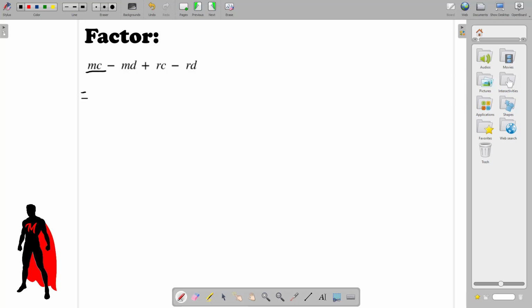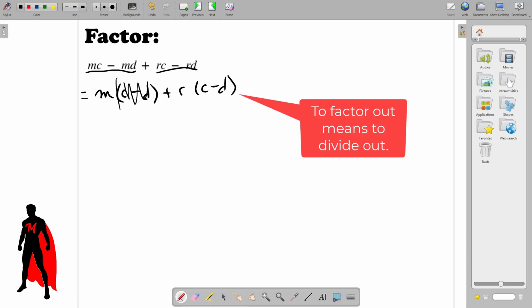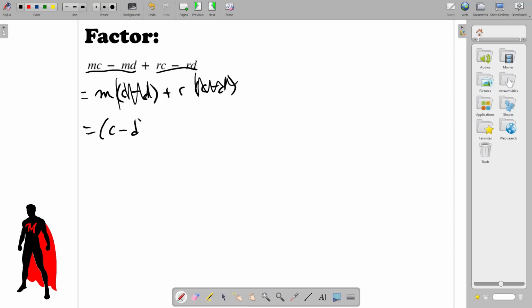Here I'm going to take this first group. There's an m common to both, so I'm going to take the m and factor it out. I'm left with c minus d. In this pair, there's an r. If I factor the r out, I also have c minus d. And now if I factor this out, I'm left with m plus r.